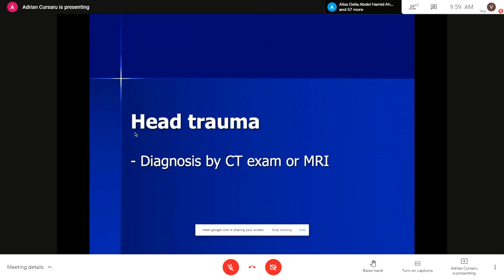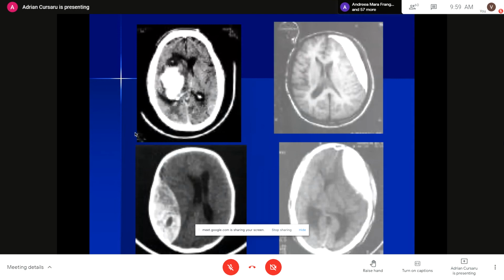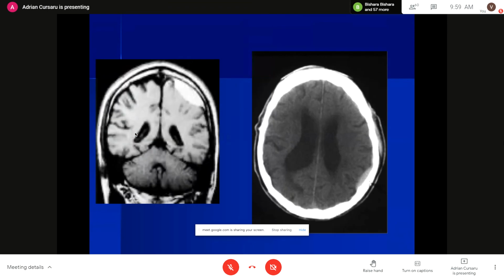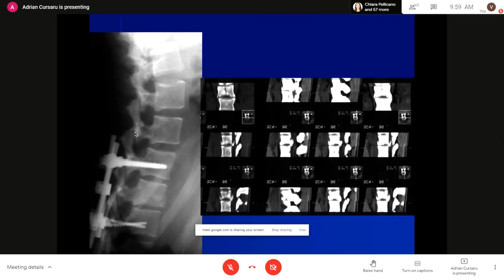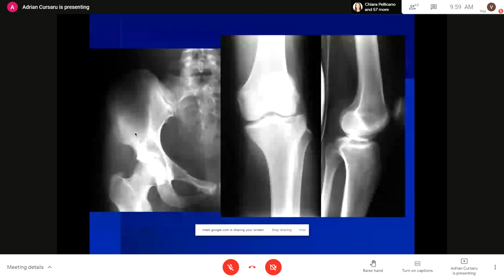For example, head trauma has to be diagnosed by CT scan or MRI. It is very important to check in all cases with a CT or an MRI to establish a correct diagnosis of the trauma. If you have some questions, please.